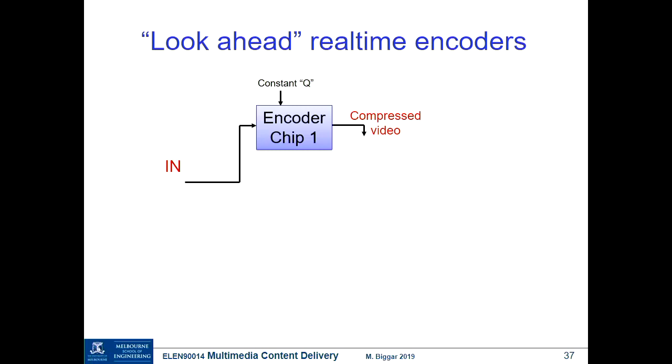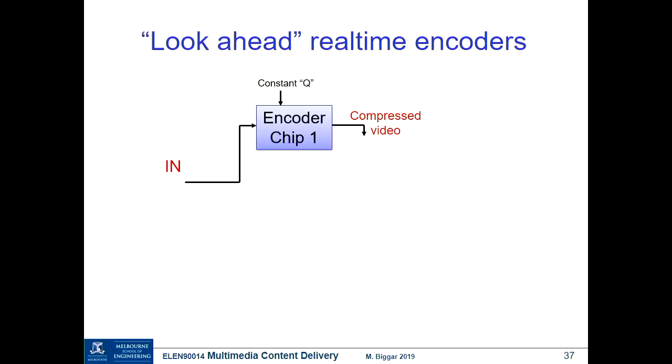We can allow some modest delay. We can still handle live events, and we can still have interviews with journalists out in the field and so on. But if we can tolerate a delay of the order of a second or so, then we can potentially improve the efficiency of the encoding.